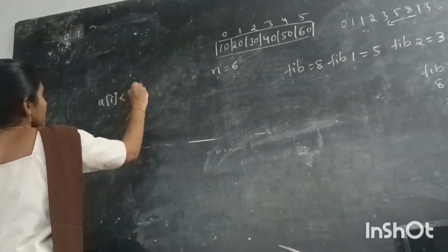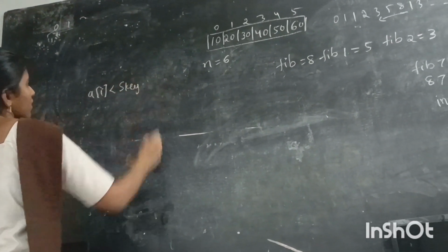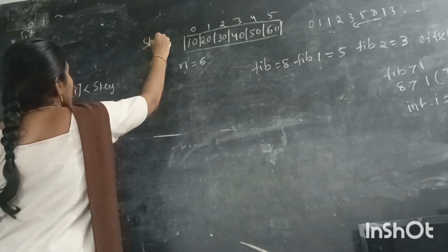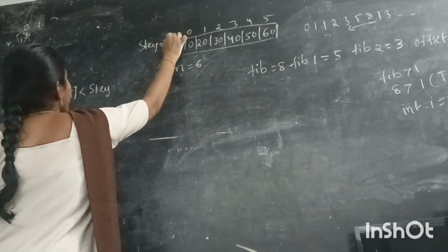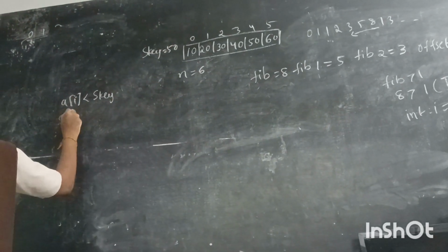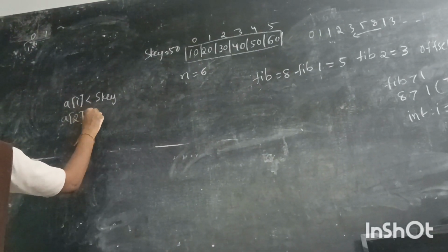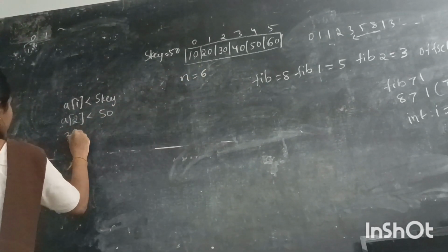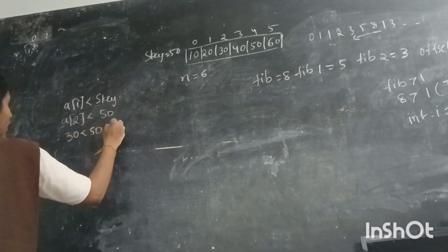A of I less than search key. Now the search key element is 50. A of 2 less than search key 50. A of 2 means 30. 30 less than 50, true.